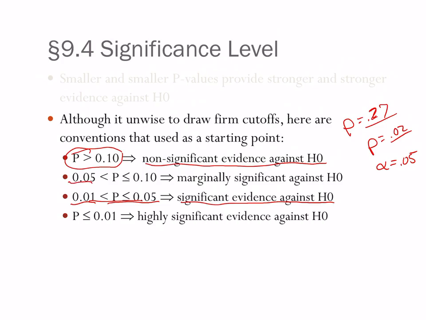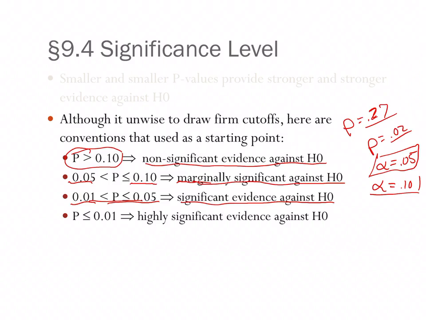If it was greater than 0.05 but less than 0.10, we would say there's marginally significant evidence against the null hypothesis. Depending on where you set your alpha level, we may either reject or fail to reject the null hypothesis. It's very rare you'll see an alpha level at 0.10. Most of the time you'll see it at 0.05 or less, but you can see it at 0.10, and that only provides marginally significant evidence against the null hypothesis, which you don't see very often.